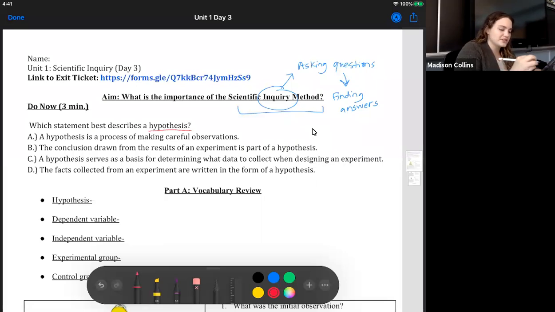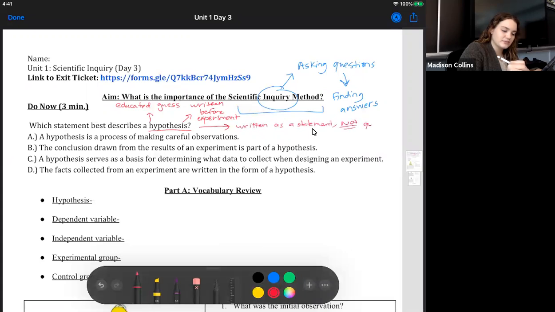All right, so before we answer this question, let's write down what we know about hypotheses. Well, we know that we're going to call them an educated guess about what's going to happen in your experiment. And because of that, we know that they're written before we perform the experiment. And finally, the last thing we know is that they're written as a statement, not a question. So let's use those 3 things to answer this question, okay?